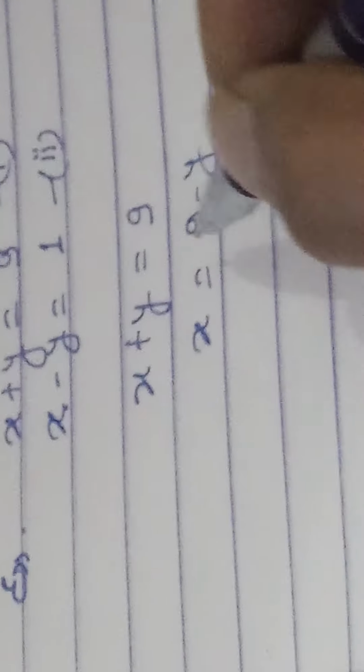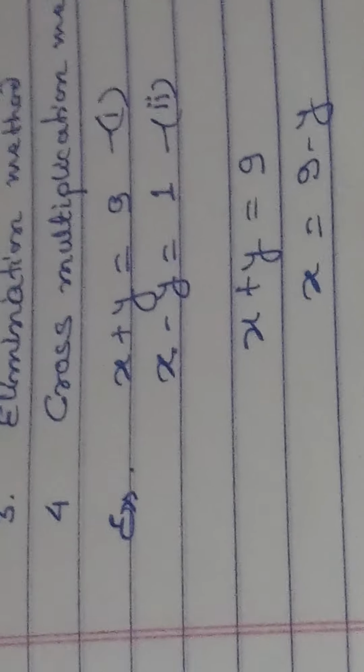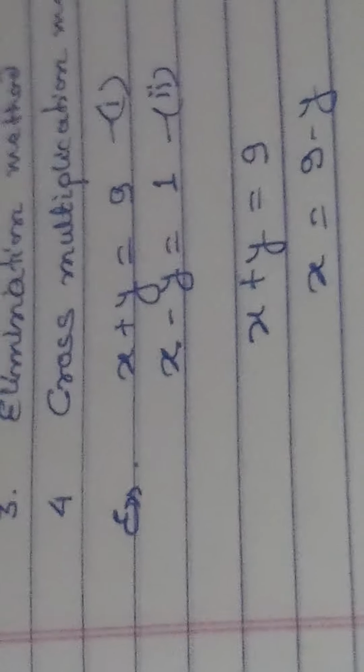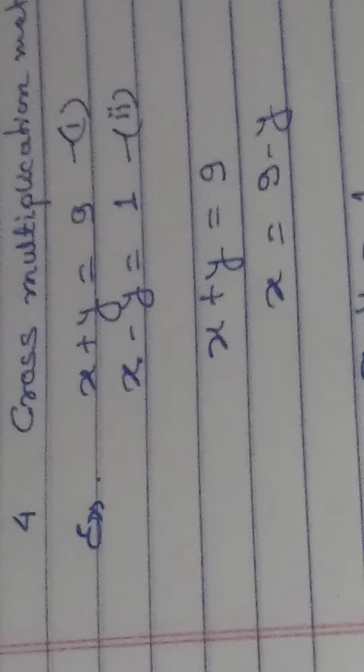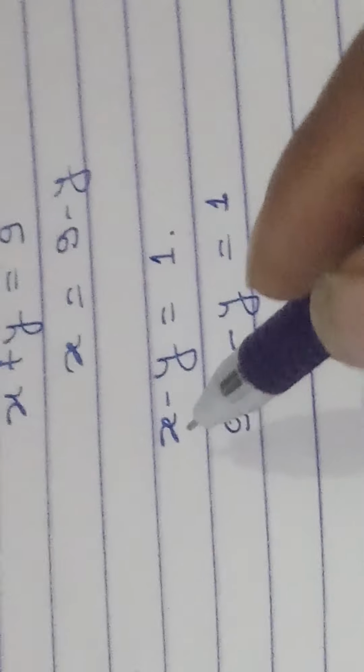Now let us see, I will put this value into the second equation. So the second equation is x minus y equal to 1, and in place of x I will put 9 minus y. So 9 minus y equal to 1. The value of x was 9 minus y, and now it has been put in place of x, 9 minus y minus y. Now 9 minus 2y equal to 1.